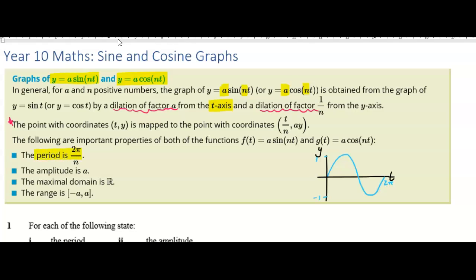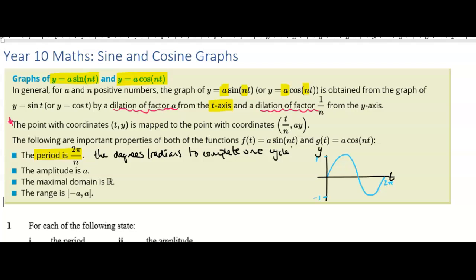We're just focusing on the period and the amplitude for now. Your period is calculated by doing 2 pi on n. Basically, we just want the coefficient of t. Whatever that is, we just substitute it in for n. Now, remember, the period is just the degrees or radians to complete one cycle.